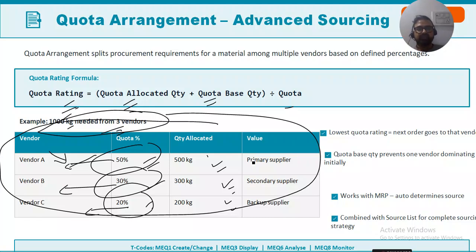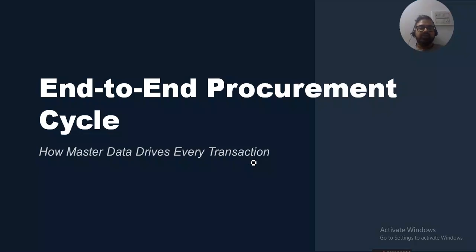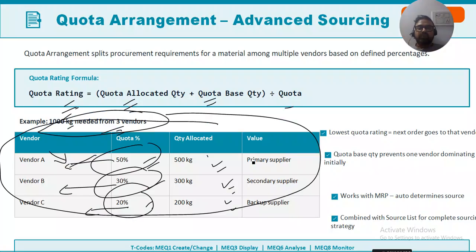Suppose as an example over here we need 1,000 quantity. So you can see vendor A, the quota we have allotted as per the quota matrix and as per the system is 50%. So we need 50% quantity from vendor A. The system will automatically fetch this when we go to purchase requisition. So the next topic would be the P2P cycle.